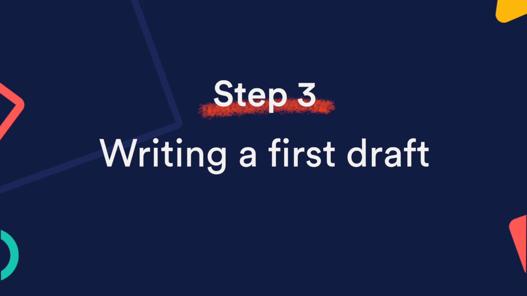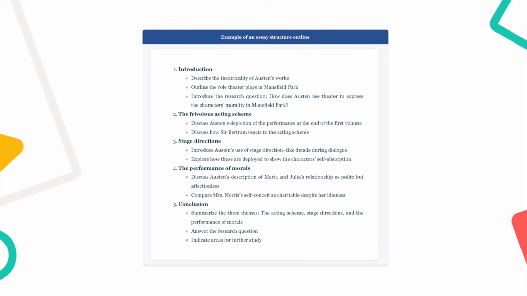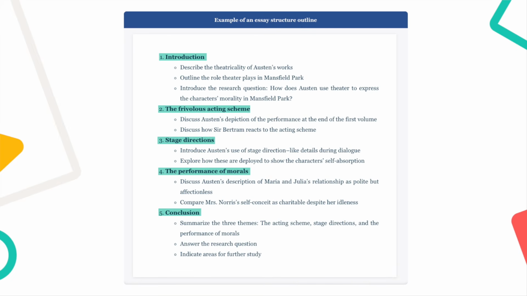Step 3. Writing a first draft. Your writing process doesn't have to be linear. For example, it's reasonable to begin writing with the main body of the text, saving the introduction for later once you have a clear idea of the text you're introducing. To give structure to your writing, use your outline as a framework. You can start by writing each paragraph in a systematic way.